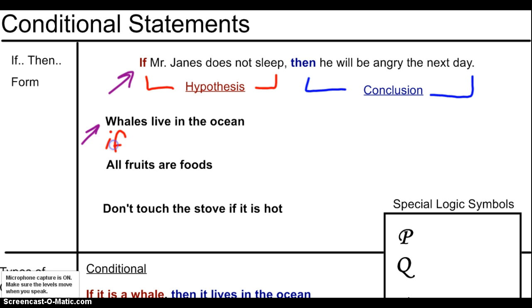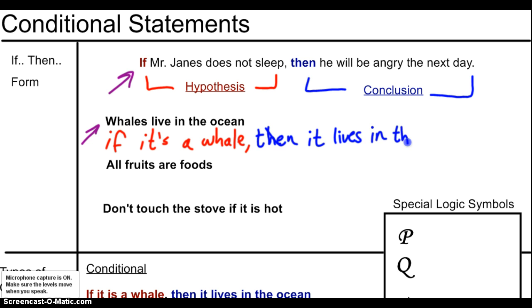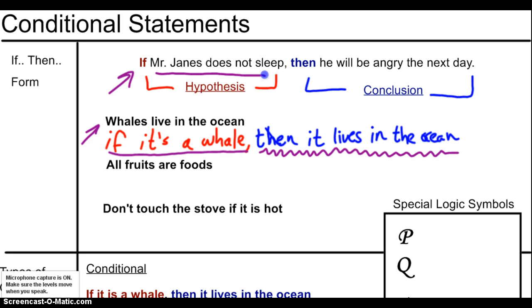I would write if it's a whale, okay, it's my if, and my then would be then it lives in the ocean. And if you don't have two different colors to write with, that's okay. Just underline the hypothesis, and maybe do a little wavy underline of the conclusion, so we know the difference between those two. And if you're not using colors, do the same thing up top, so we can tell the difference.